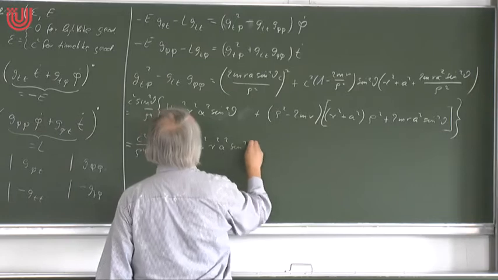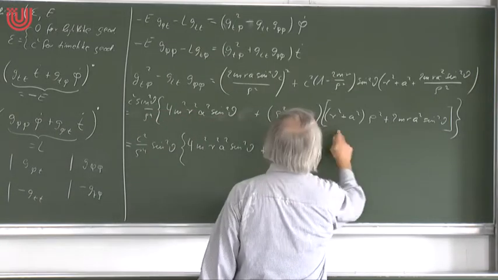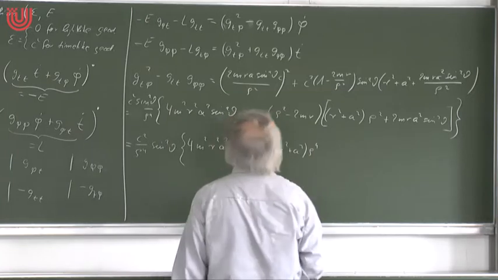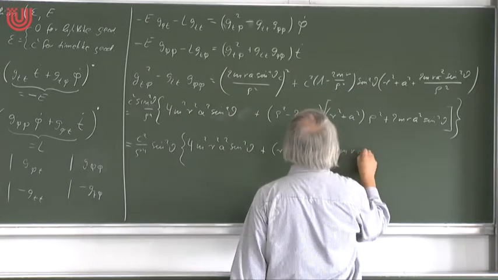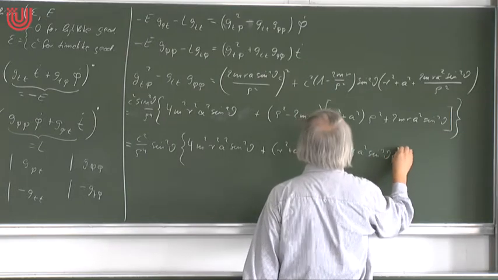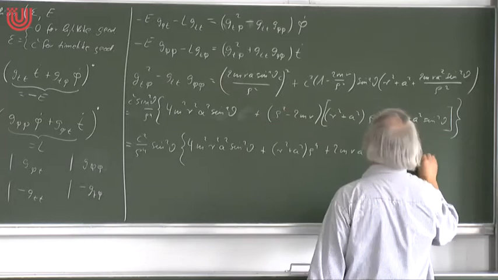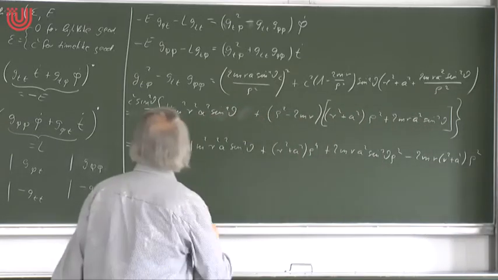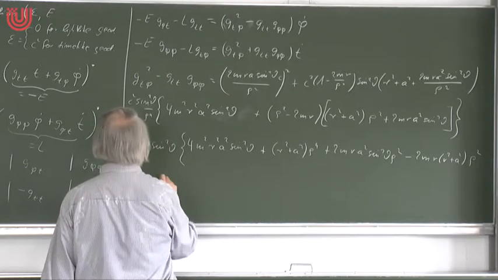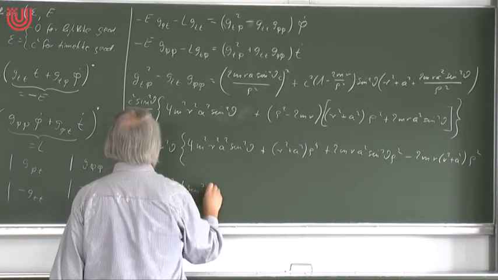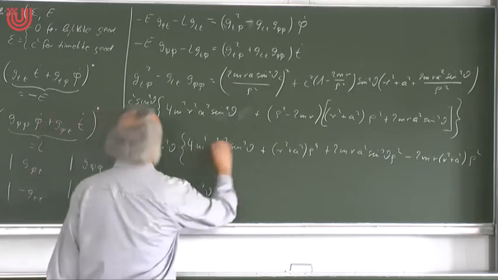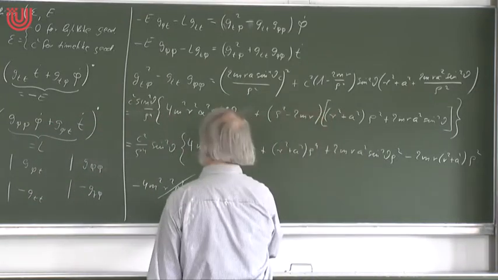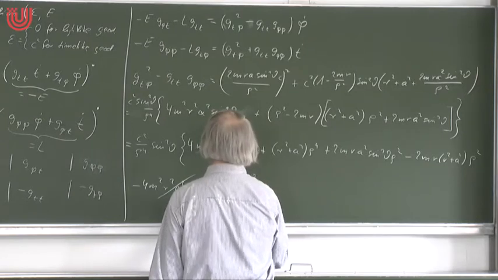R squared sine squared theta, and now I multiply this out. So I have the rho squared with a bracket. This gives r squared plus a squared rho to the 4th, plus 2m r a squared sine squared theta rho squared, minus 2m r squared plus a squared rho squared, minus 4m squared r squared a squared sine squared theta. And you see these 2 terms drop out. And here I can take a rho squared out of the bracket. Then I have only c squared over rho squared.